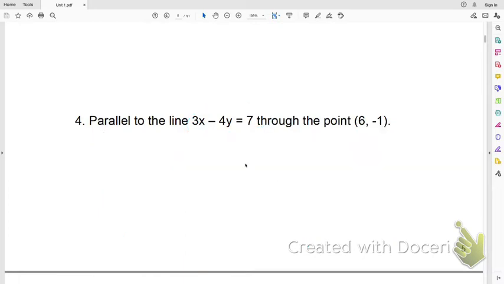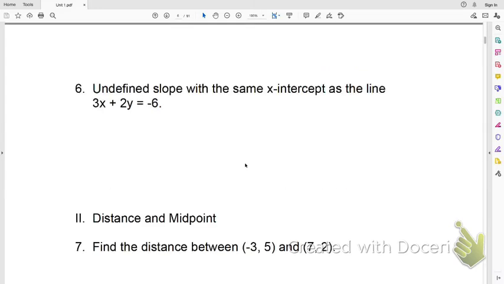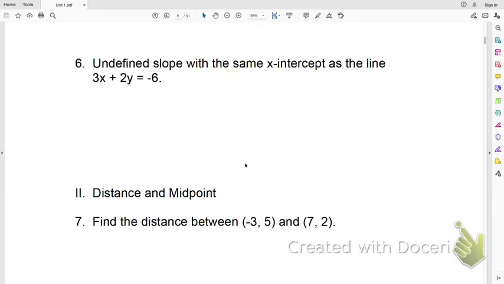Number 5. When we look at that one, first we are told undefined slope. Secondly, with the same x-intercept as the given line. There's some key words here that I need to work through. One is undefined slope. We kind of talked about this on the previous page, but what kind of lines have undefined slope? X equals, vertical lines. All right, then secondly, with the same x-intercept of this line.